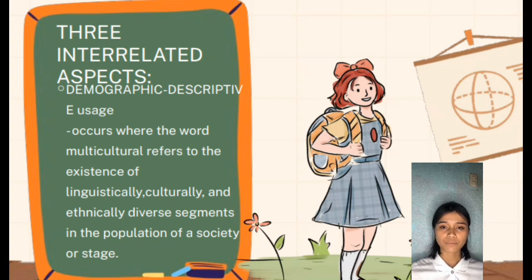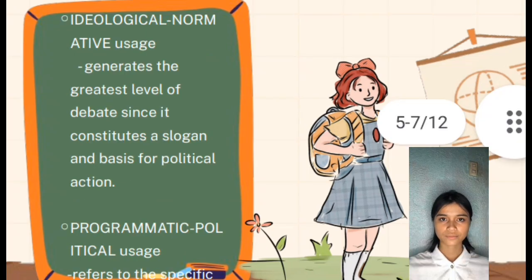So, for example, diri sa world nato daghan kayo, lahi-lahi atong ethnicity, lahi-lahi ato ang languages, lahi-lahi atong nationality, ug lahi-lahi sa ang ato ang cultural backgrounds. So, that is an example of demographic descriptive.